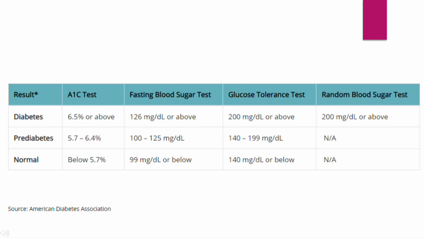Now, diabetes. For HbA1c, 6.5% or higher. For fasting glucose, 126 mg per deciliter or higher. For glucose tolerance, 200 mg per deciliter or higher. So this table helps us quickly identify the patient's status. As clinicians, this allows us to intervene early and guide patients appropriately, because early detection leads to better outcomes.